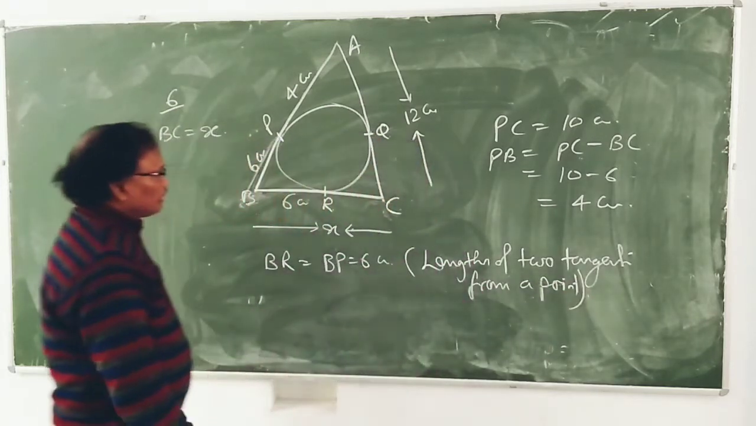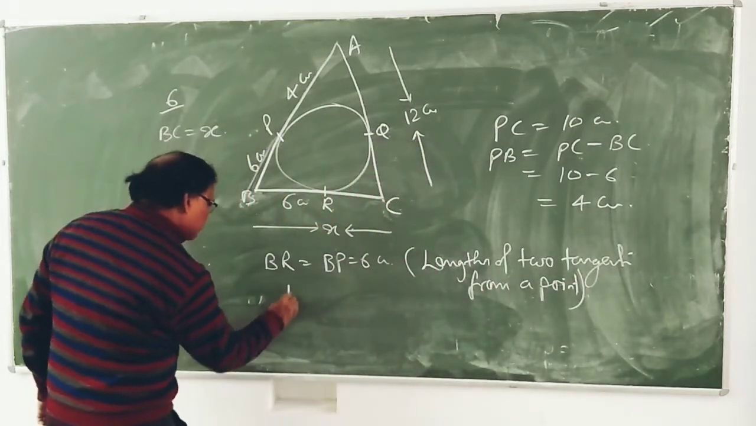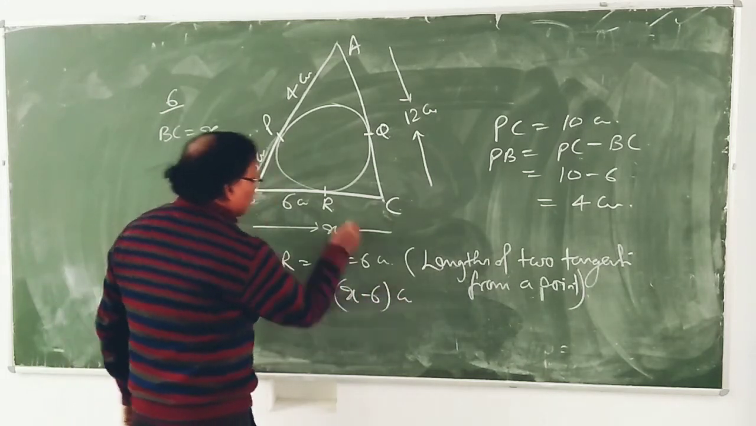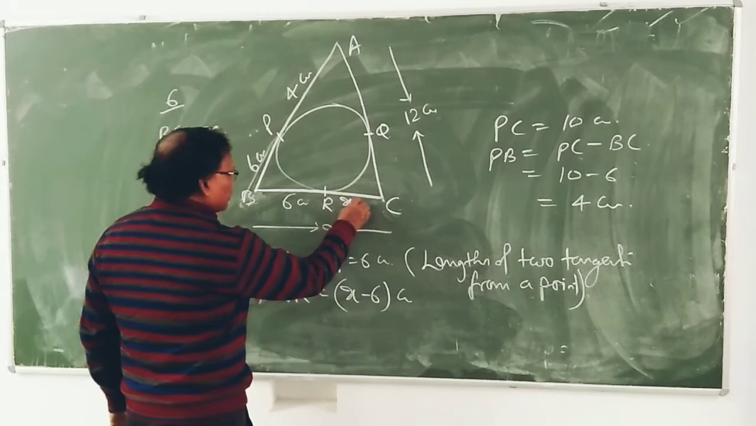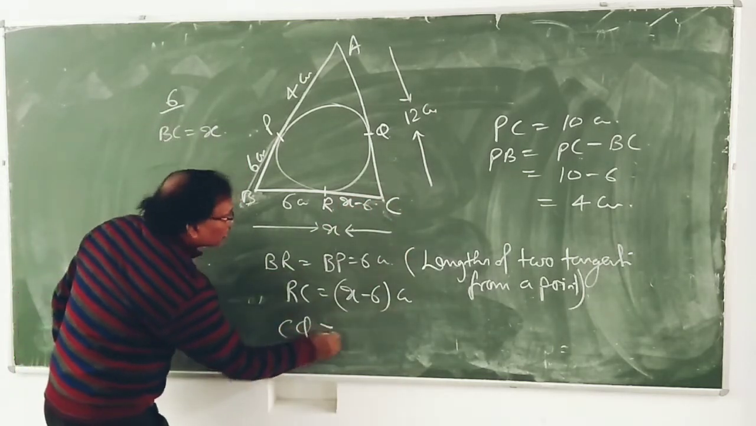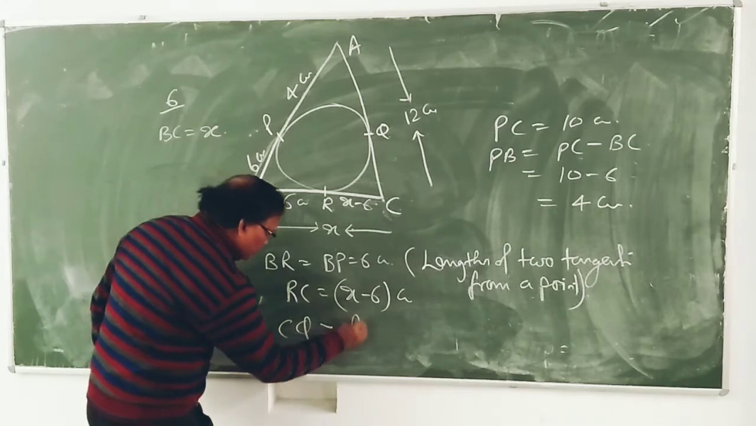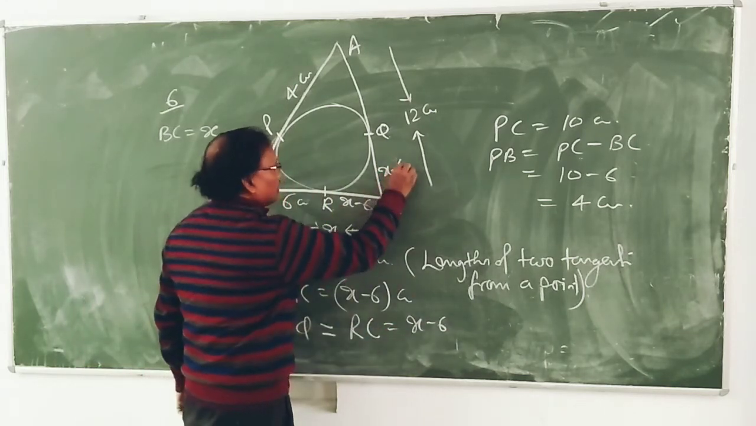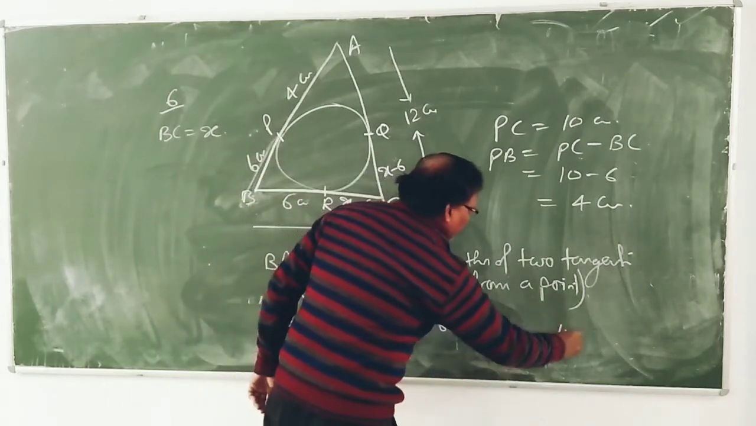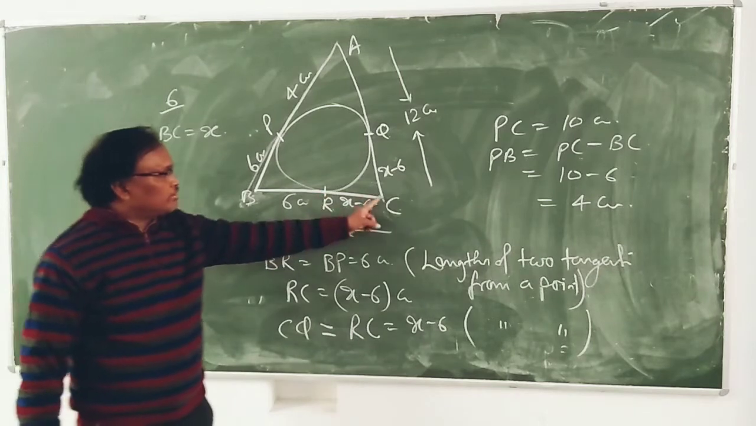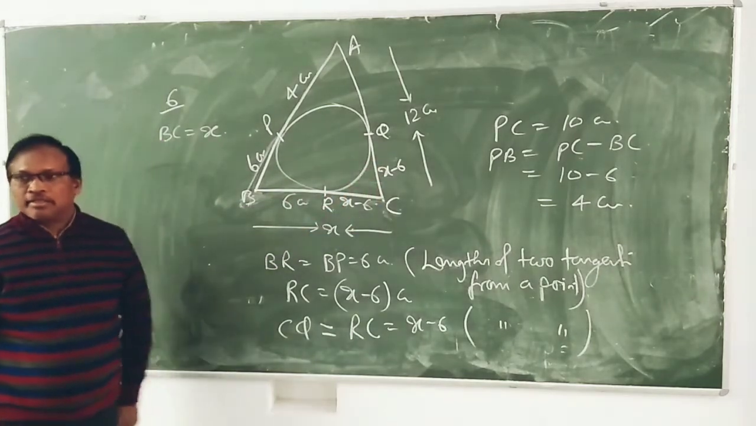Okay. Then what is the RC? Is it x minus 6? Yes. So we have the x, and this is x minus 6. So what is the CQ? CQ is also equal to RC, means x minus 6, same reason. Right, CR and CQ will both be the same.